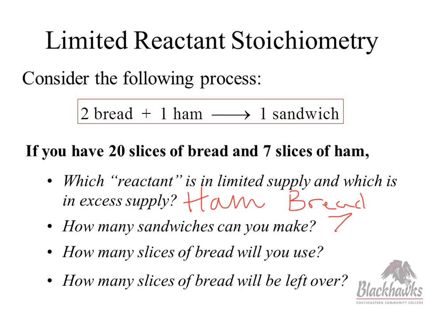Are we all good with that? Notice by coincidence that the ham was limited, and we have 7 slices of ham, and we're going to make 7 sandwiches. For every sandwich we make needs 1 slice of ham. All right, next one. How many slices of bread will we use to make our 7 sandwiches? Perfect. Based upon all that, if we use 14 slices of bread, how many slices of bread are we going to have left over? 6. Okay, you guys have just done a limited supply calculation.